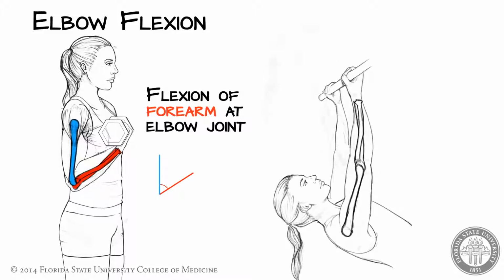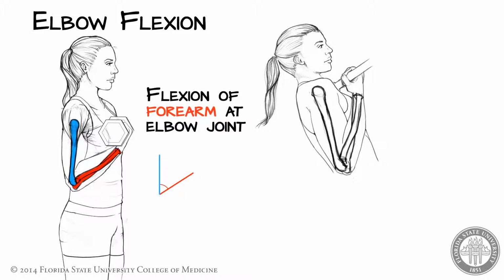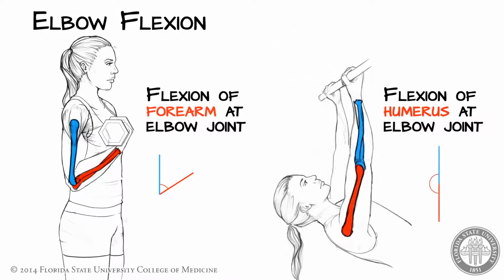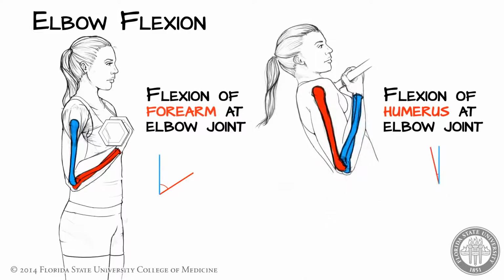Likewise, performing a chin-up is also an example of elbow flexion. Now, however, we can describe the movement as flexion of the humerus at the elbow joint. The humerus is in motion while the bones of the forearm are immobilized by the fixation of the hands to the bar. By applying this principle to the movement of hip abduction, we can better appreciate how the Trendelenburg sign comes about.